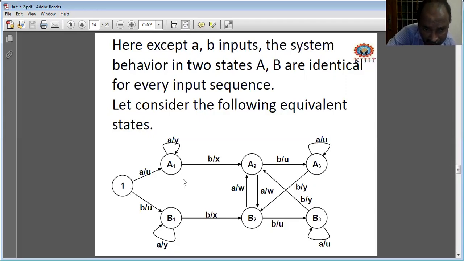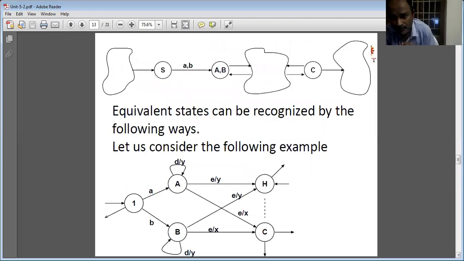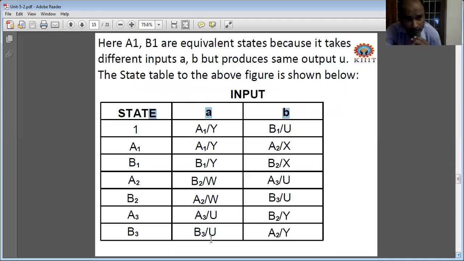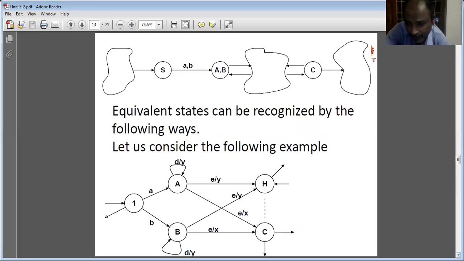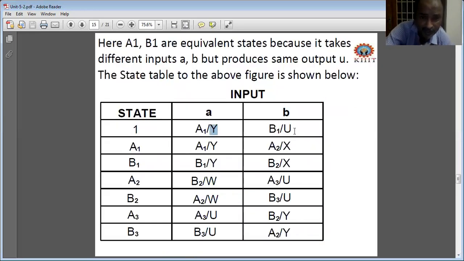A1 to A1, output is Y. Here it is actually 1 to A1 is U, not Y. You just correct it to U. Similarly, for 1 to B1, what is the value? From 1 to B1 is U. It is correct. Now come to A1 to A1 is Y.